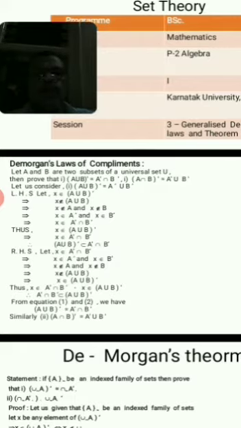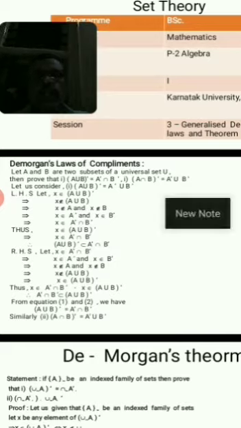So this one we can prove now. Let us consider the first one, (A union B)' equals A' union B'. We consider the LHS, the left hand side. Let x belong to (A union B)'. It implies that x does not belong to A union B, because it belongs to the complement. Then x does not belong to A union B. It implies that x does not belong to A and x does not belong to B.